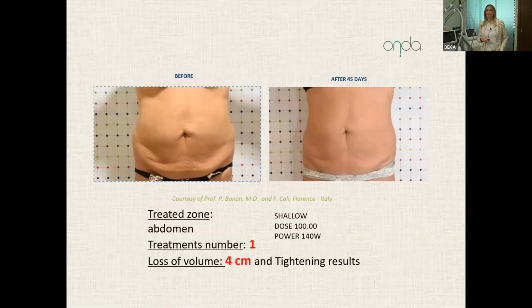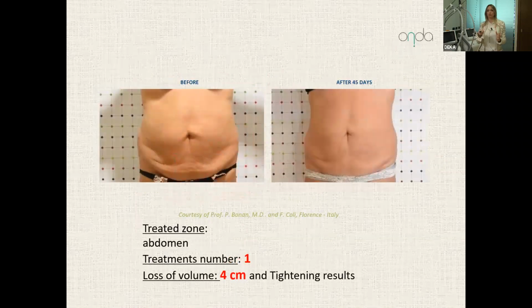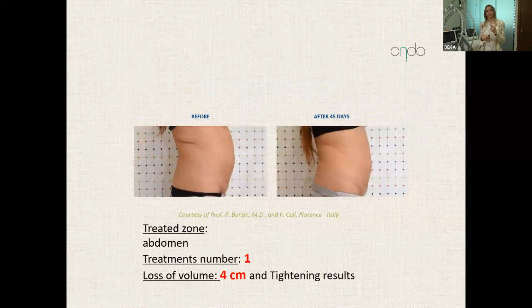And here we have one treatment. I treated her in four quadrants because she's very tall. And she lost 4 centimeters of circumference. And thanks to the heat diffusion, she lost volume even in the flanks, in the waistline, and in bra line. She's the same patient. But I treated just the belly area.